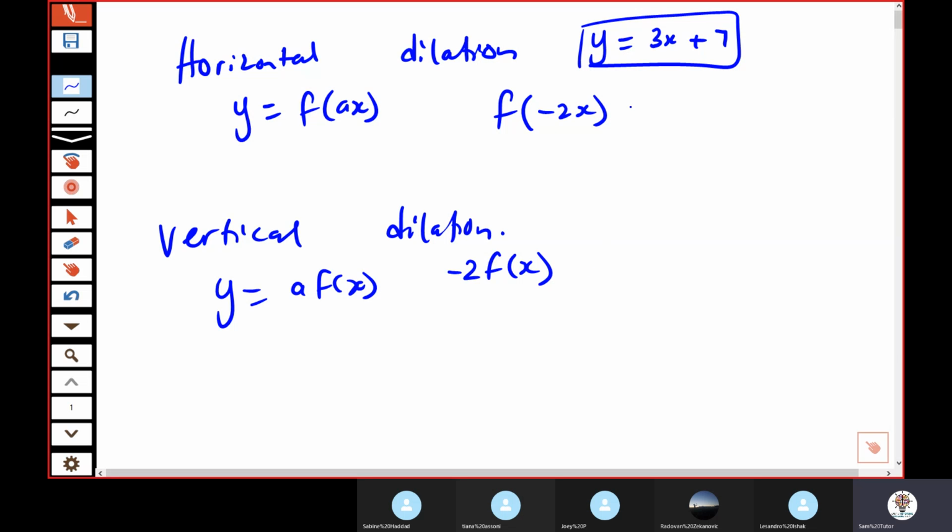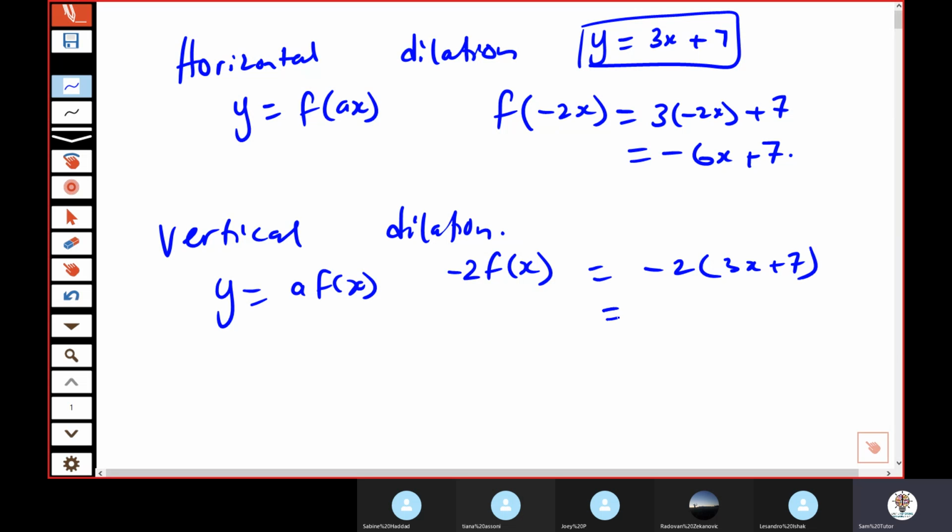F of negative 2x becomes 3 times negative 2x plus 7. Can you see how the 7 didn't change? The y value actually didn't change. So that becomes negative 6x plus 7. Whereas what happens with a vertical dilation? By the time you multiply your y value by negative 2, not only is it negative 6x, but you're actually going to get a different y value.